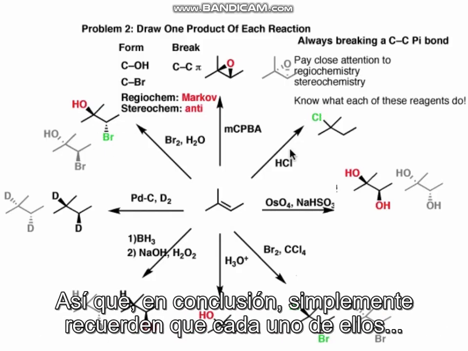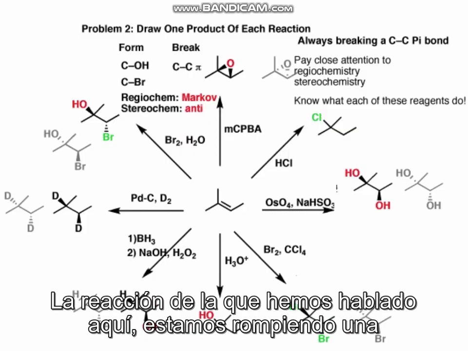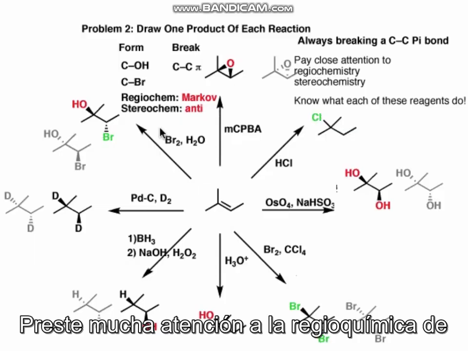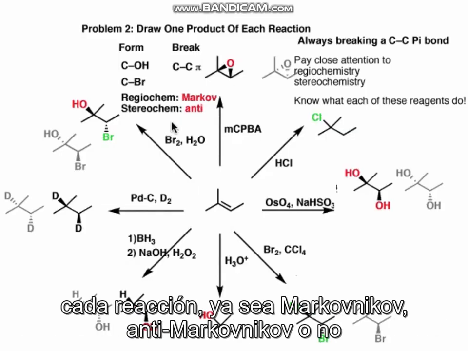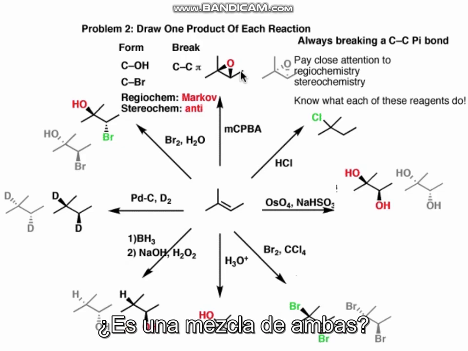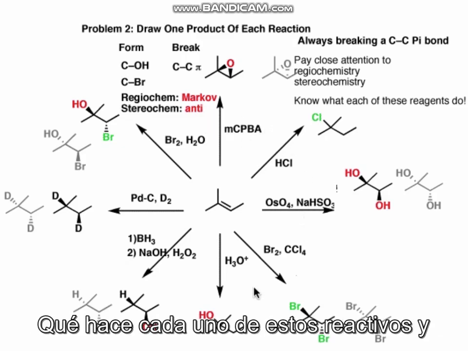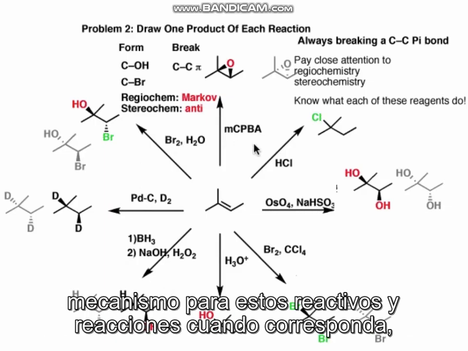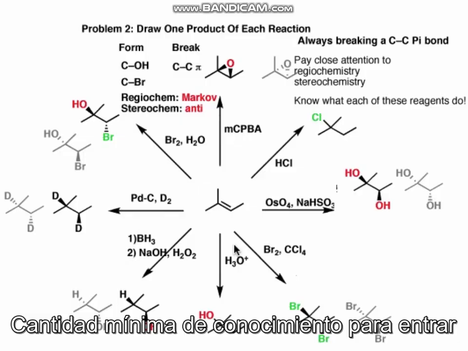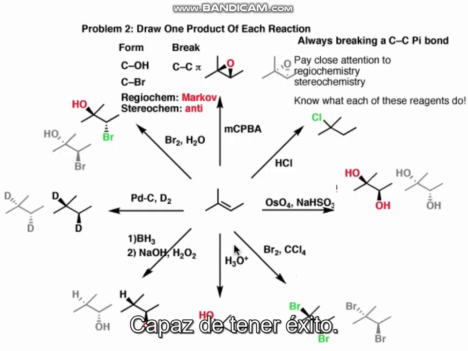So in conclusion, just recall that in every single reaction we talked about here, we're breaking a carbon-carbon pi bond. And pay very close attention to the regiochemistry of each reaction, so Markovnikov, anti-Markovnikov, or not applicable, and the stereochemistry. Is it syn, is it anti, or is it a mixture of both? And of course, it's very important to know what each of these reagents does and the mechanism for these reagents and reactions where applicable, because this is really going to be the bare minimum amount of knowledge to go into your exam with if you hope to succeed.